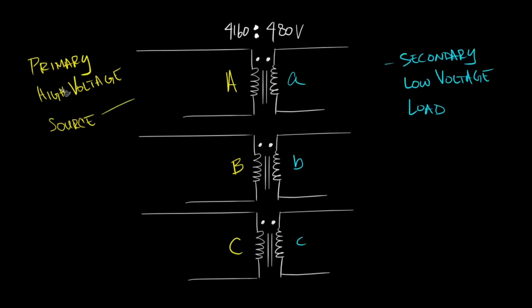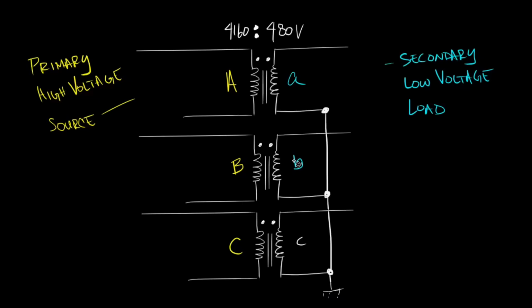Since we're illustrating a Delta-Y transformer connection, let's start by connecting our secondary windings in Y. We're going to connect winding A, winding B, and winding C together. And for the sake of simplicity, we're going to ground the neutral wire. This is a Y-grounded transformer connection.